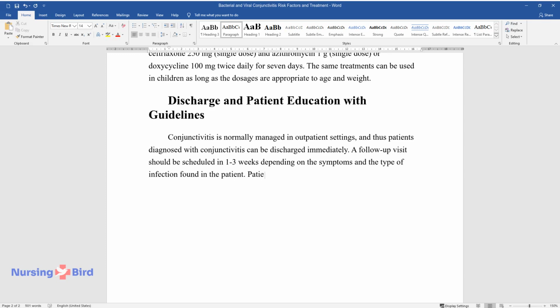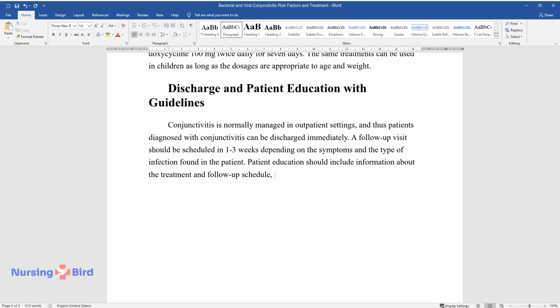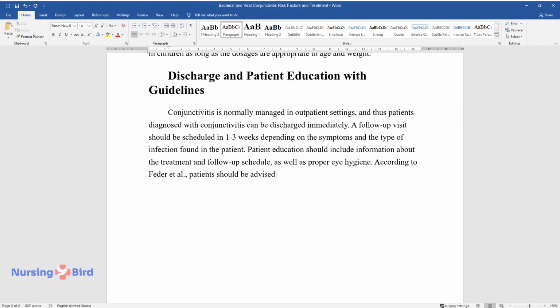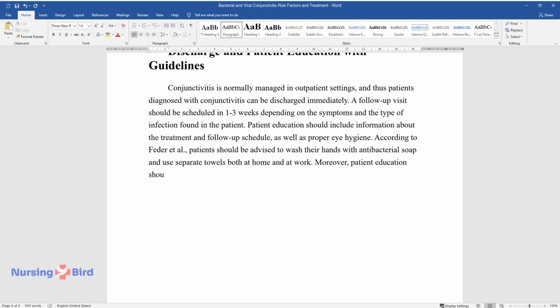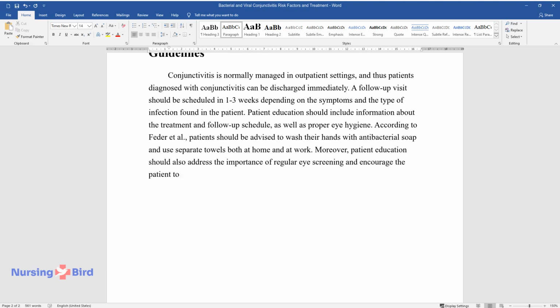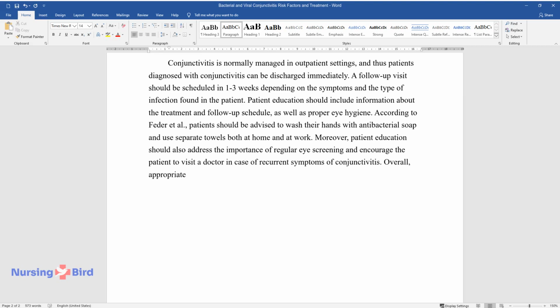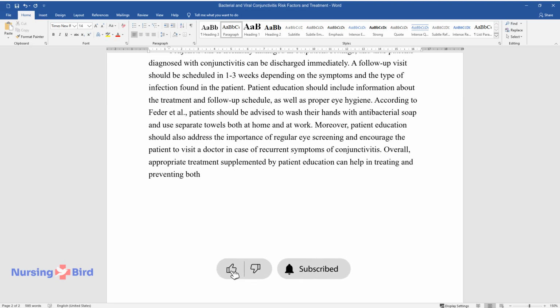Patient education should include information about the treatment and follow-up schedule, as well as proper eye hygiene. According to Fader et al., patients should be advised to wash their hands with antibacterial soap and use separate towels both at home and at work. Moreover, patient education should also address the importance of regular eye screening and encourage the patient to visit a doctor in case of recurrent symptoms of conjunctivitis. Overall, appropriate treatment supplemented by patient education can help in treating and preventing both bacterial and viral conjunctivitis in children and adults.